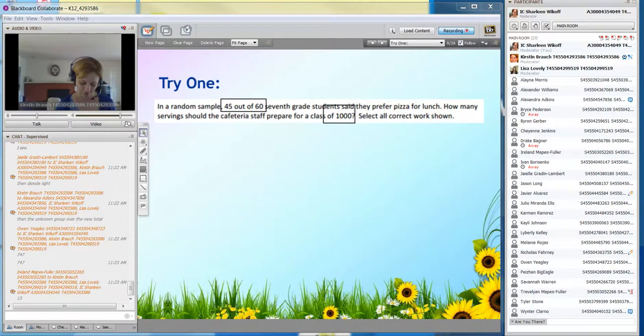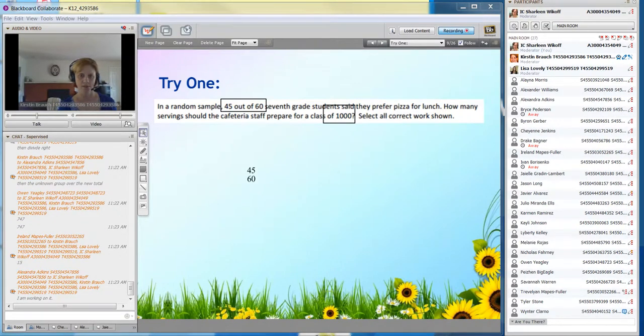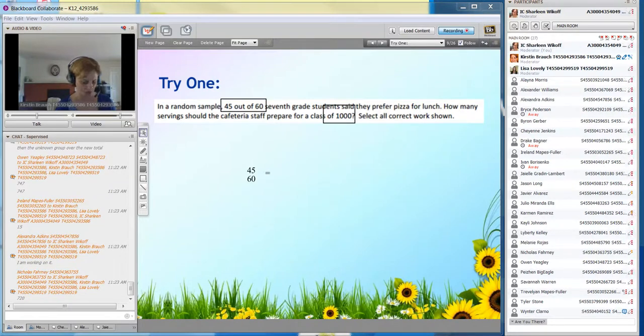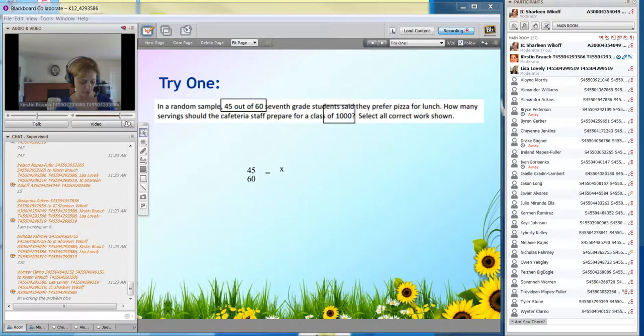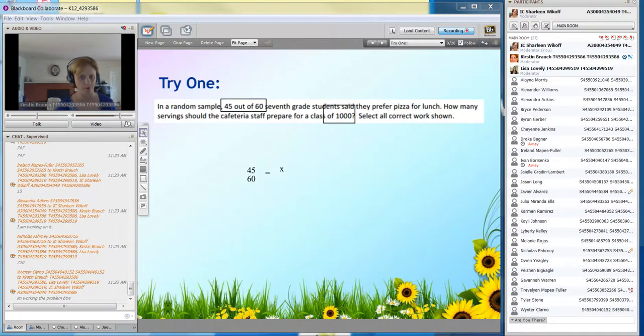So 45 out of 60, that was the small group. 45 said they prefer the pizza lunch. And so then the question is, how many will there be out of the whole school of 1,000?